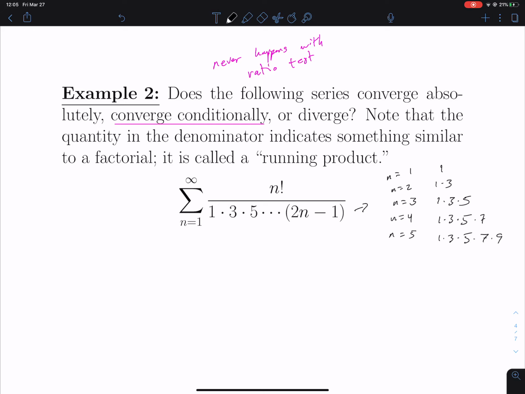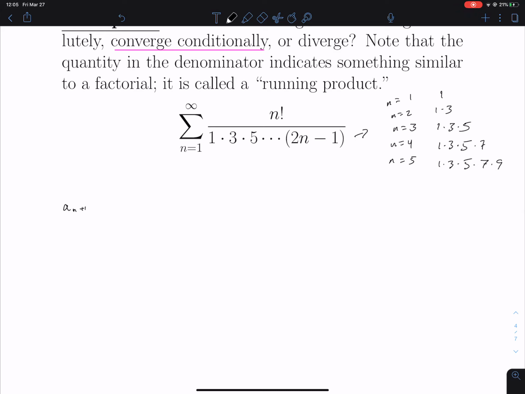So I'm going to use the ratio test again here, but I'm going to stop and write myself a n plus 1. So a n plus 1 will be n plus 1 factorial. Then I have 1 times 3 times 5 ... 2n plus 1 minus 1. This, if you distribute, is n plus 1 factorial over 1 times 3 times 5 ... 2n plus 1 is 2n plus 2 minus 1 is 2n plus 1. Okay, now this is important.